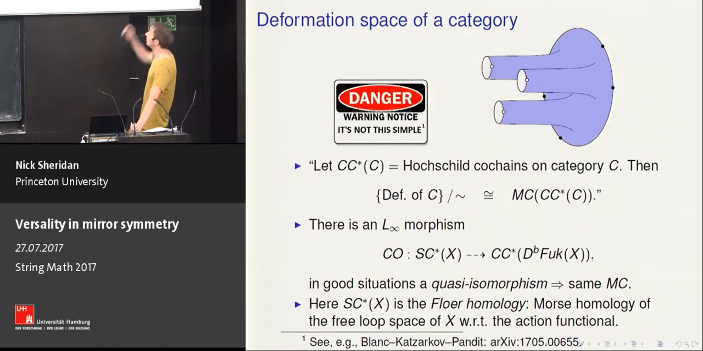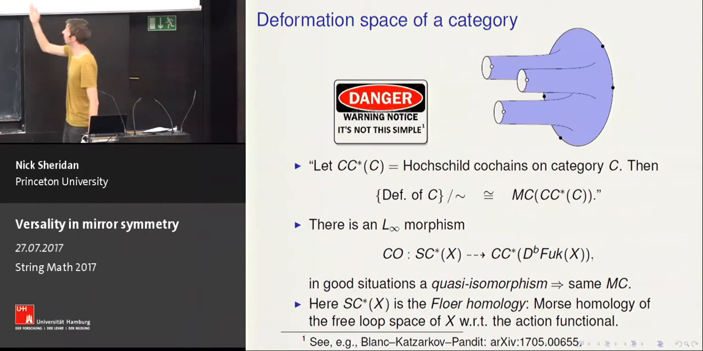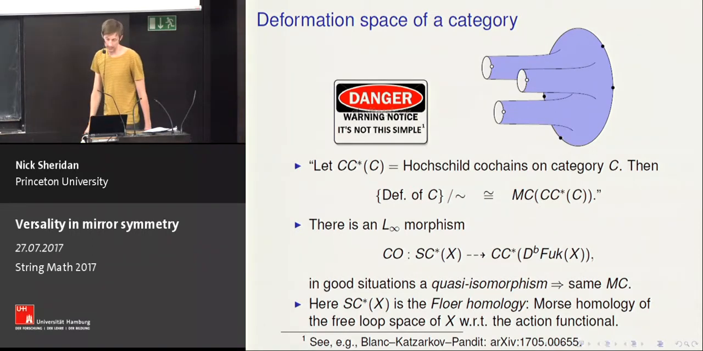So I'm going to say that the deformations of a category C are equal to the Maurer-Cartan space of the Hochschild cochains on that category. And put a notice to say that it's really much more subtle than this because of how objects can appear and disappear as you vary the structure, as you vary your category. But that's not going to be important for what I talk about in the rest of the talk.